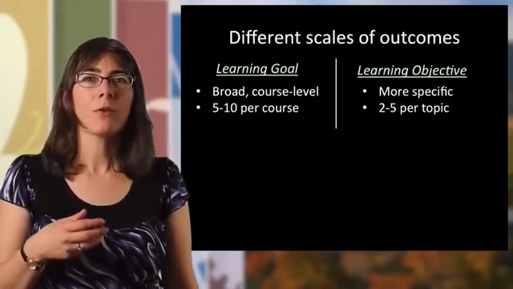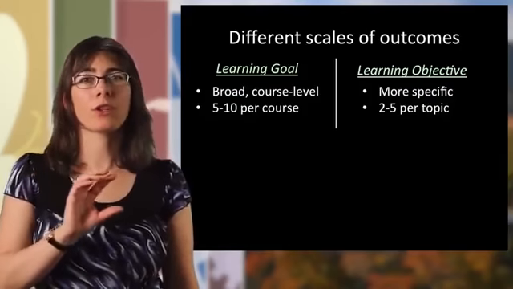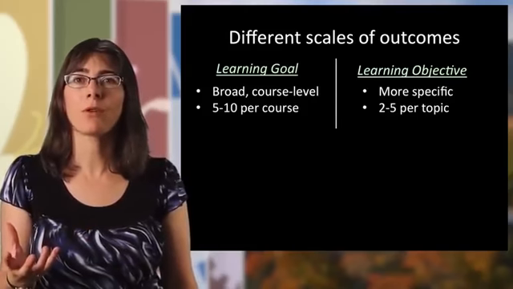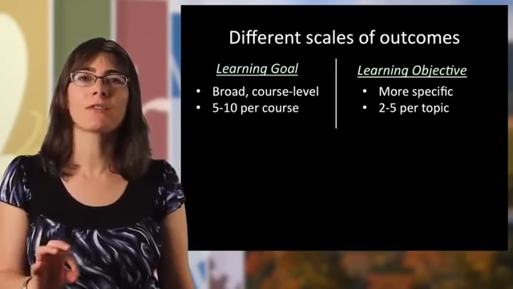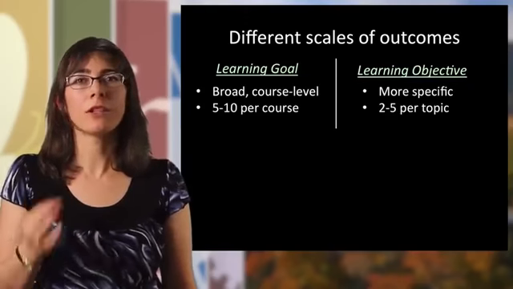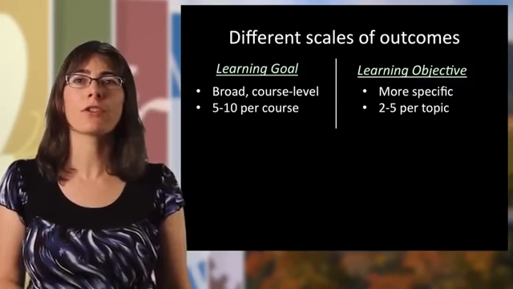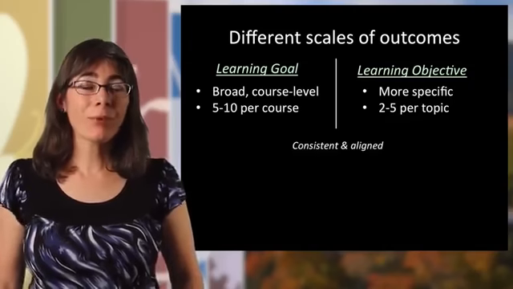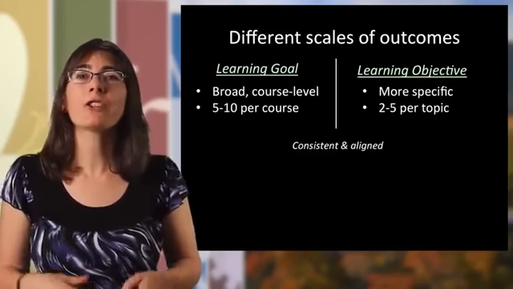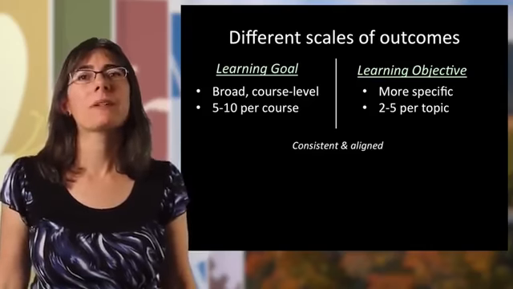You might have what we call learning goals, which are the broad course level goals. You might have 5 to 10 per course. And then learning objectives are what we call the more specific topic level learning outcomes, and there's usually 2 to 5 of those per topic. So the important thing about these course goals and these topic level objectives is that they should be consistent with each other. They should be aligned.